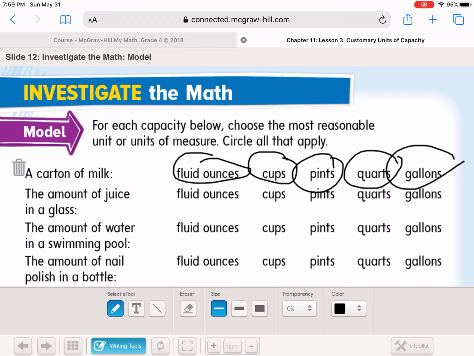All right, the amount of juice in a glass. Usually, if you're talking about juice in a glass, you would not be talking about gallons, quarts, or pints. Probably cups and fluid ounces.